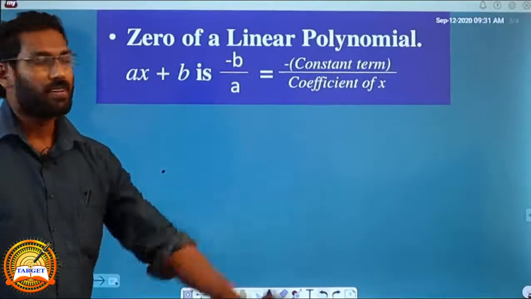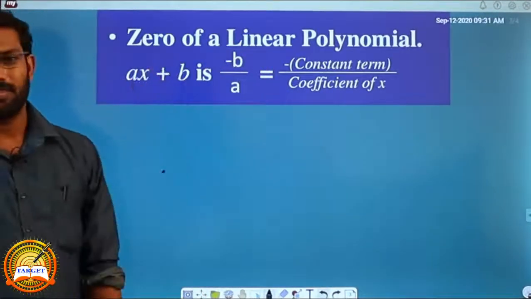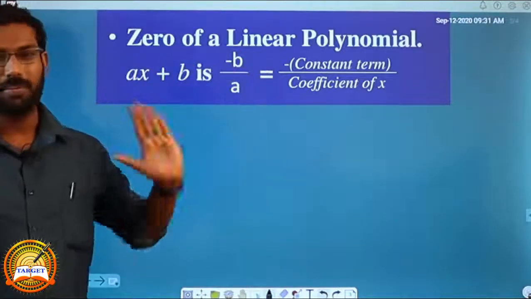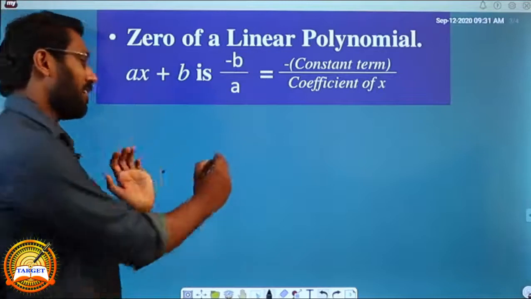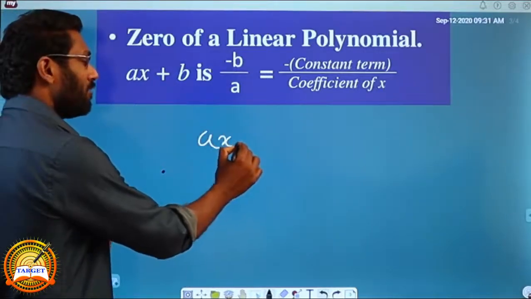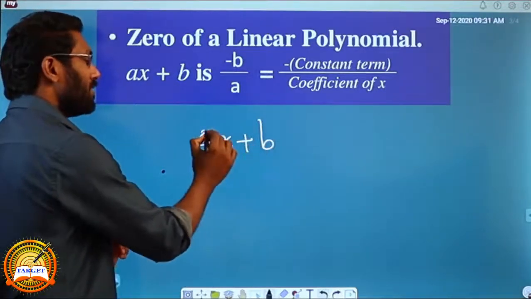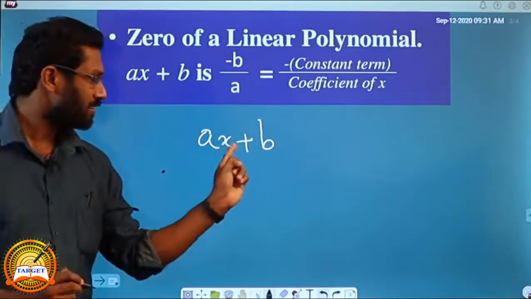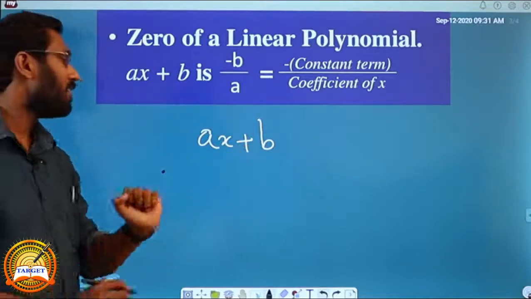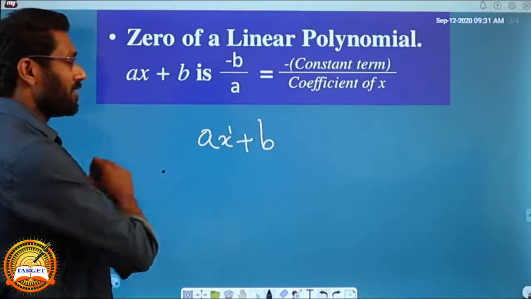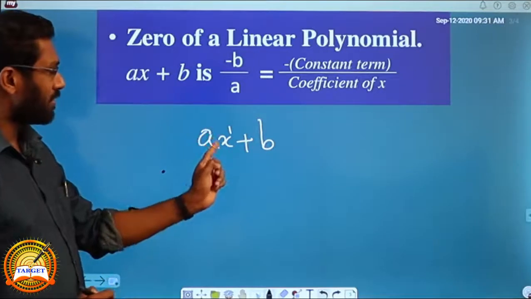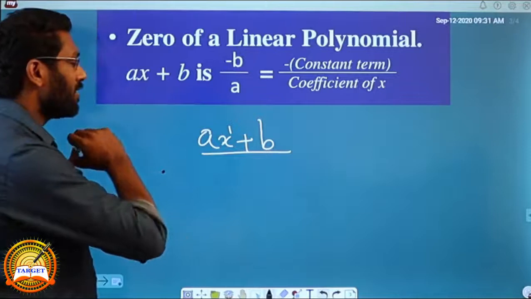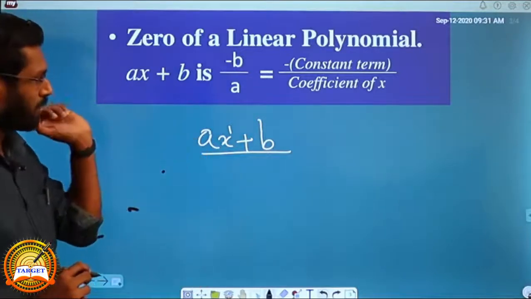Now we are going to discuss the zero of a linear polynomial. So we know that a linear polynomial standard form is ax plus b. This is the general form for a linear polynomial. Look at this, it is clearly a linear polynomial, and the highest exponent of the variable is 1, and this is the standard form for the linear polynomial.